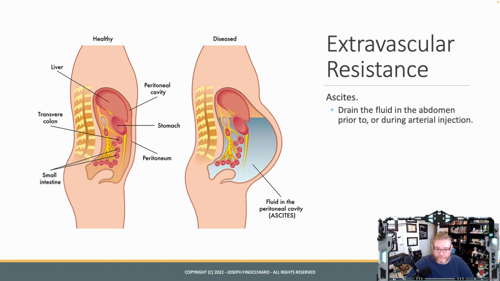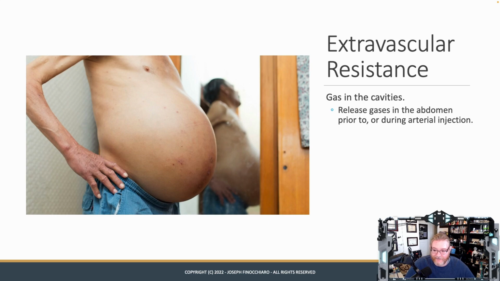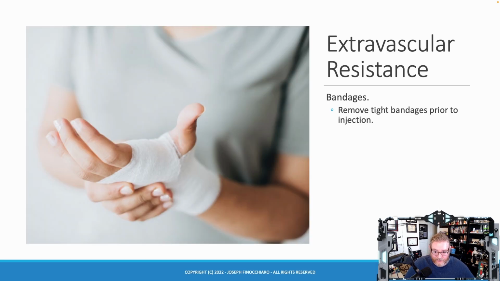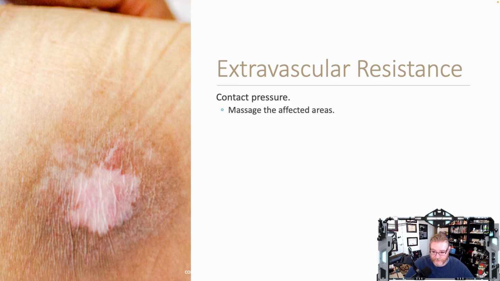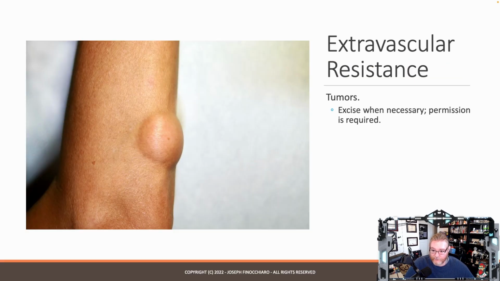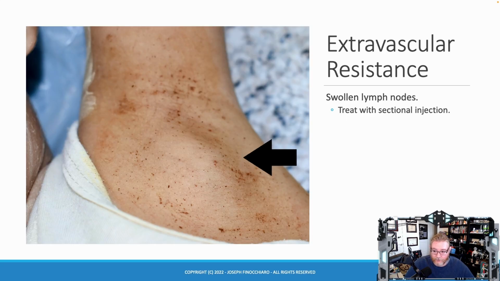Ascites. Drain the fluid in the abdomen prior to or during arterial injection. Gas in the cavities. Release gases in the abdomen prior to or during arterial injection. Bandages. Remove tight bandages prior to injection. Contact pressure. Massage the affected areas. Tumors. Excise when necessary, and understand if you are going to excise a tumor, permission is required to do that from the legally authorized person. Swollen lymph nodes. Treat with sectional injection.